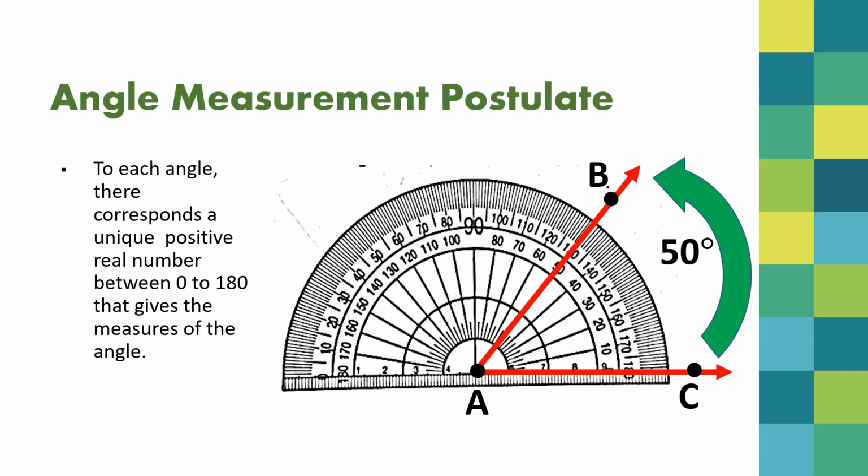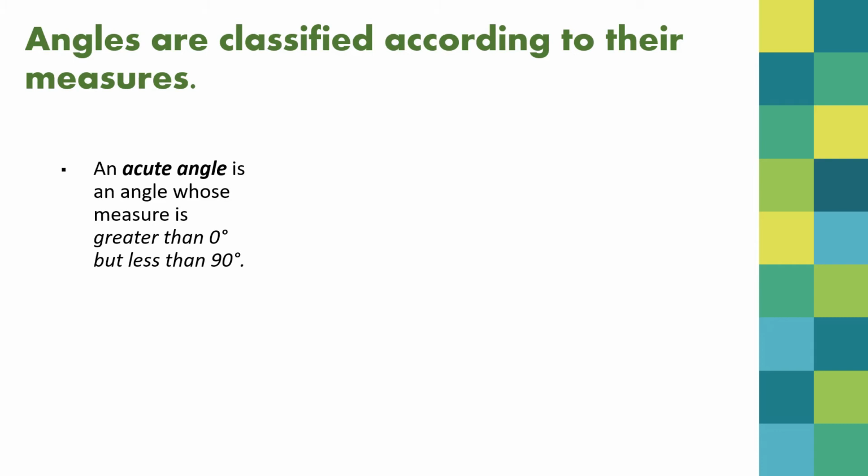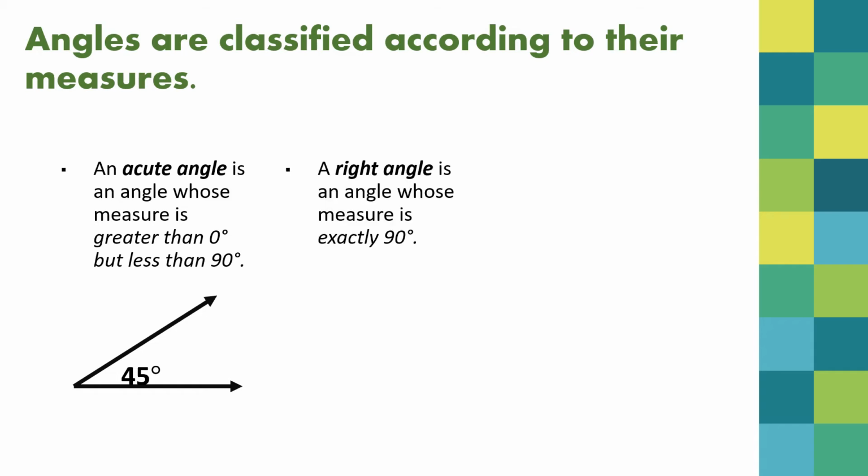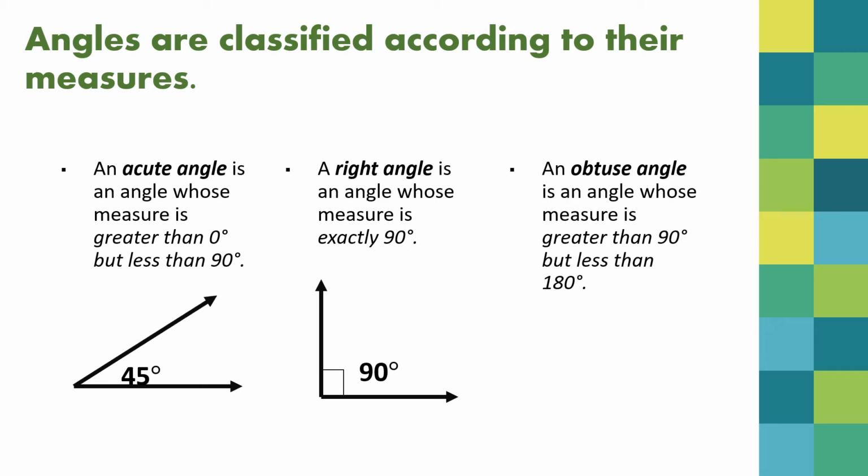Now, an acute angle is an angle whose measure is greater than 0 but less than 90. Next, a right angle is an angle whose measure is exactly 90 degrees. The square mark is used to indicate a right angle. Next, an obtuse angle. It is an angle whose measure is greater than 90 but less than 180 degrees.